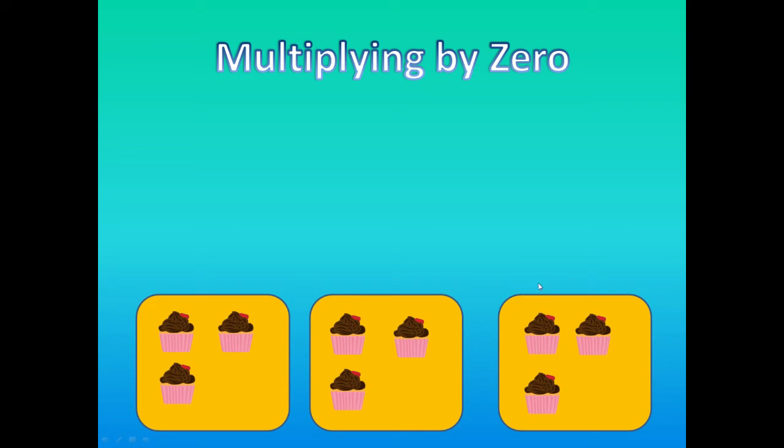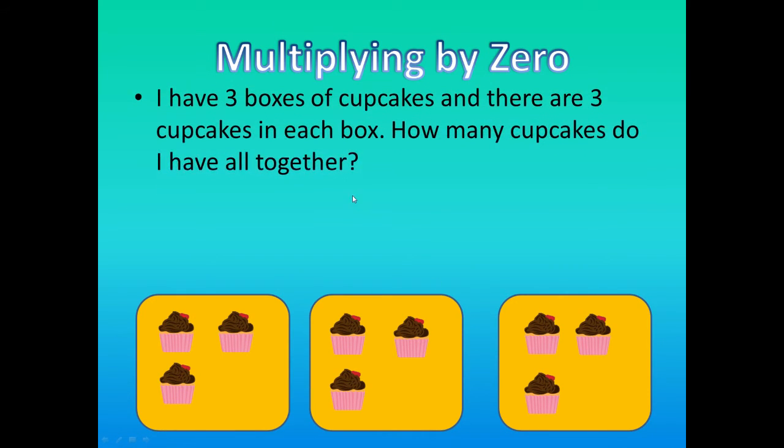Now, some mysterious man has just eaten 1 cupcake from each box. So now we have 3 boxes of cupcakes, and there's 3 cupcakes in each box. So how many cupcakes do we have altogether now? And the equation is 3 times 3 equals what?